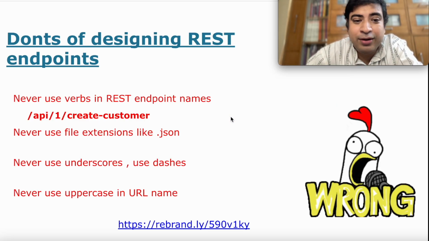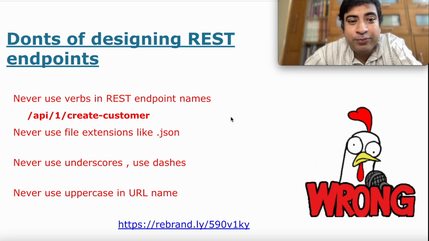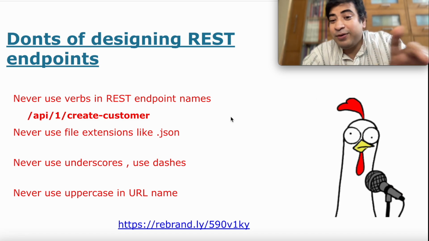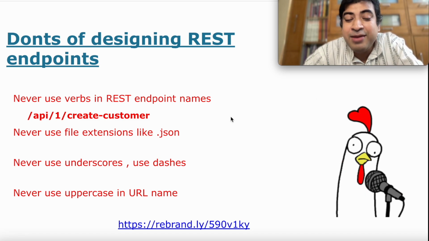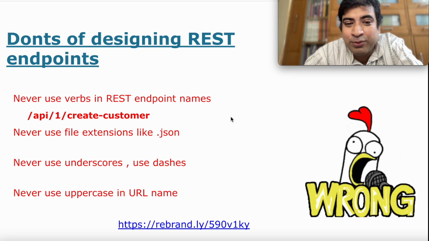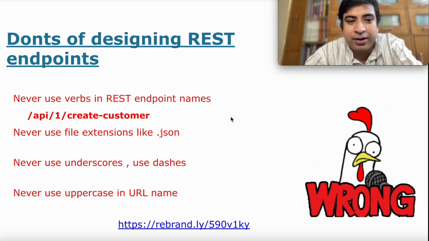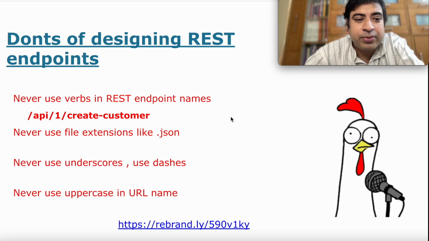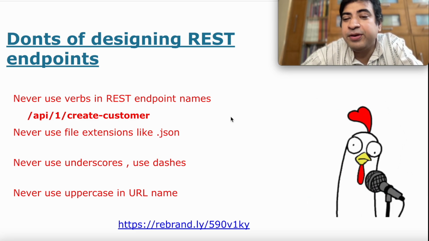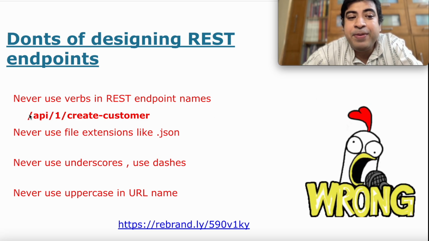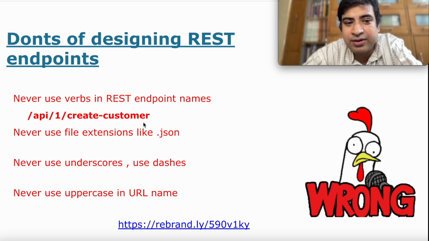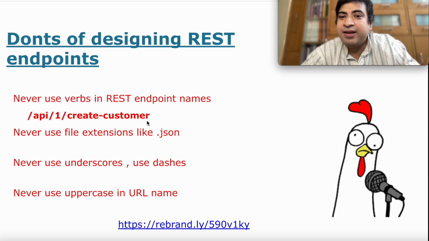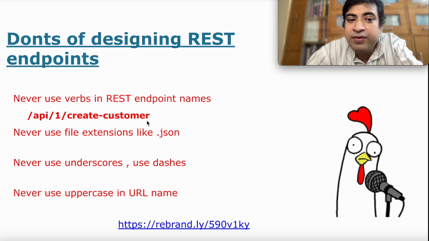Now, before we conclude, some forbidden things which we should not do while designing our REST endpoints, because if we do them, then anybody who is going to look at our REST endpoints will understand it's from a non-professional party and will likely not believe us. So number one is never use verbs in REST endpoint names, like API/1/create-customer. This never works because the verbs are there for the HTTP. So in the URL name, never use the verbs.